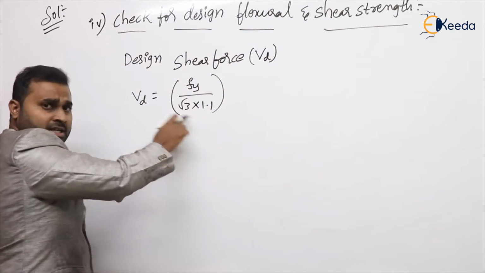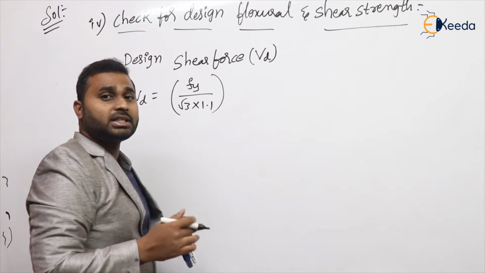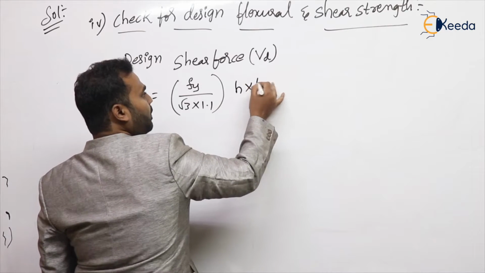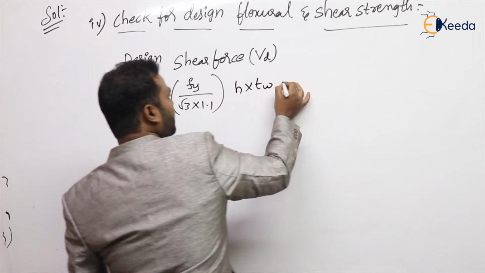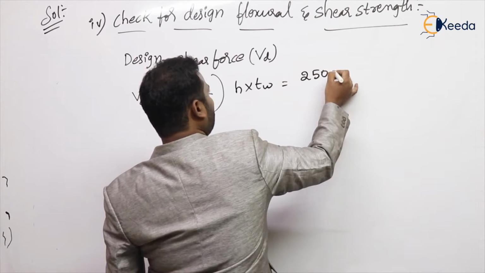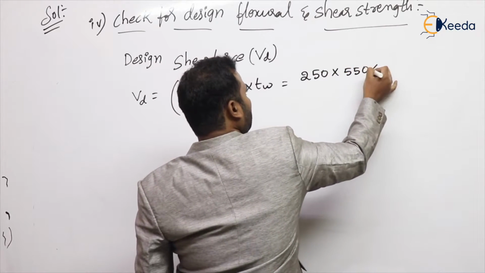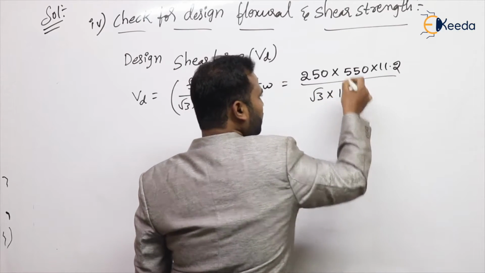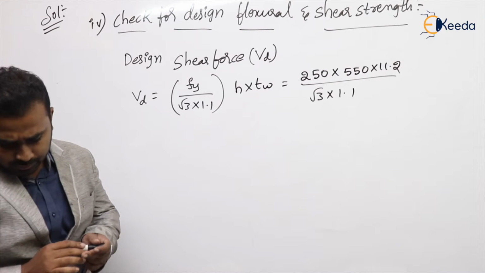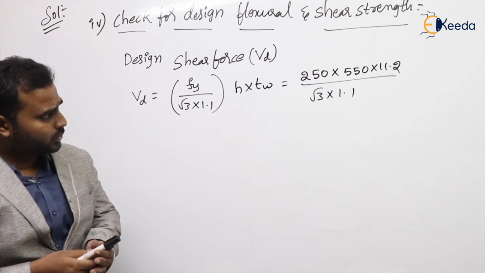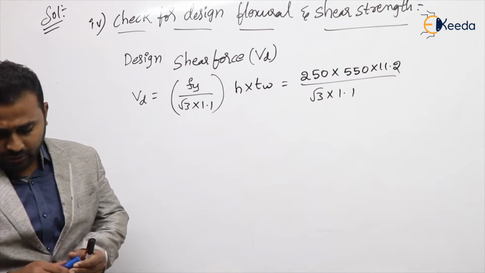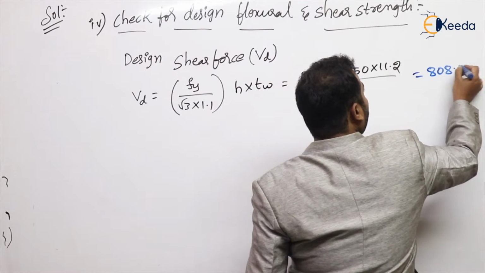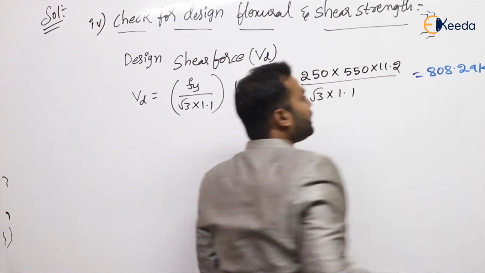So this is the design stress into area. Now what is the area that is subjected to shear in an I section? Web area. What is the area of the web? H into TW. So this value comes out to be 250 into H is 550 and thickness of web is 11.2, divided by root 3 into 1.1. Simplifying, this comes out to be 808.29 kilonewton.